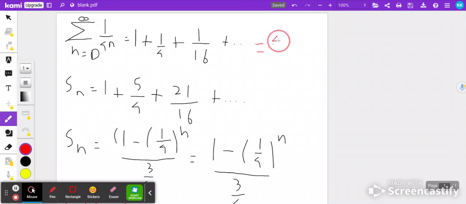To make sure we're right, we can use the standard formula for the geometric series, which is a1 over 1 minus the common ratio: 1 over 1 minus 1/4, which is 1 over 3/4, and that turns out to be 4/3. We see that they have the exact same value.